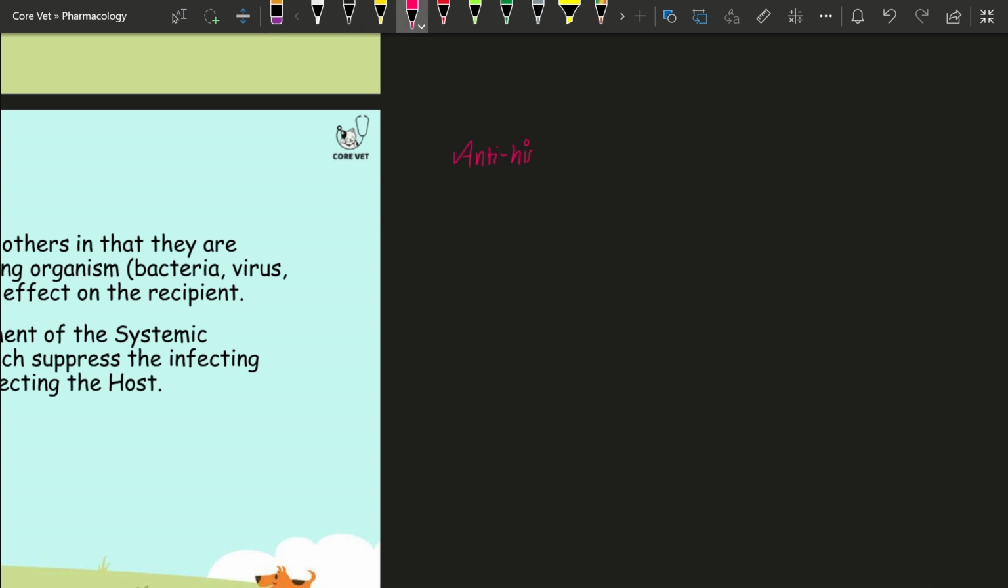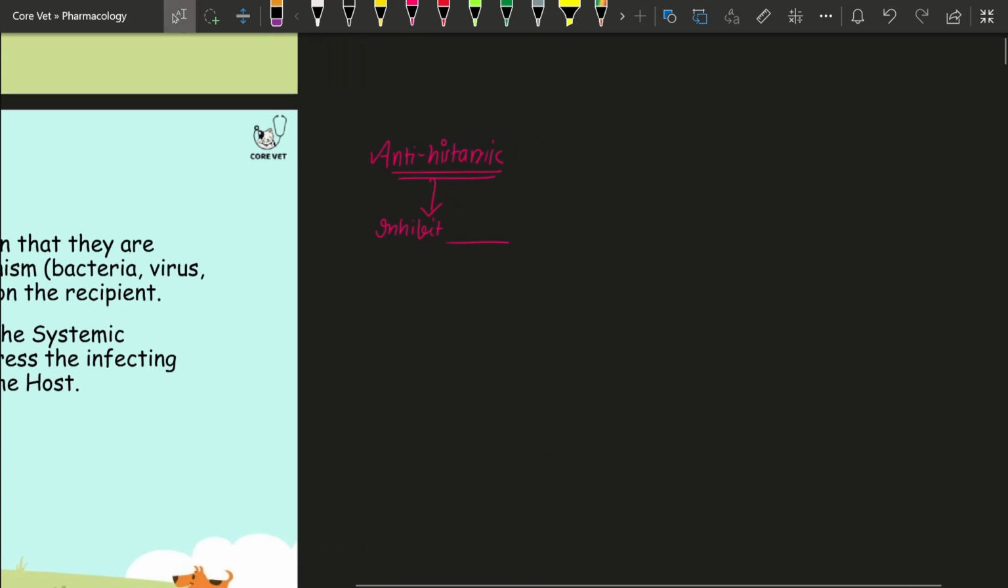You had studied about antihistaminics, right? So what does an antihistaminic do? They inhibit either the histamine secretion or they just block the histamine receptors, right? These two functions are performed by the antihistaminic, right? So what is it doing? It is particularly what it is doing.